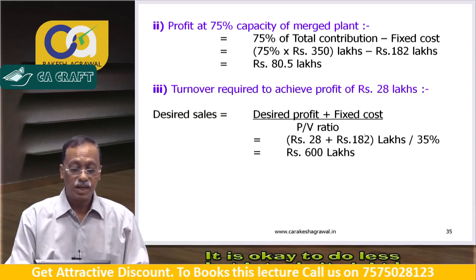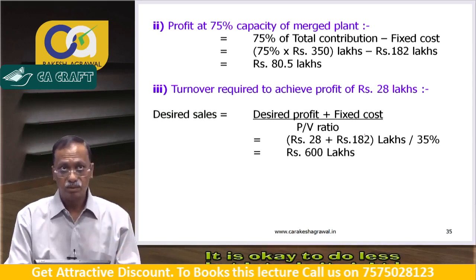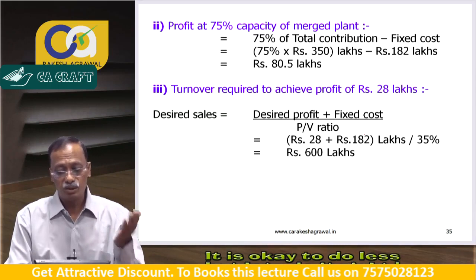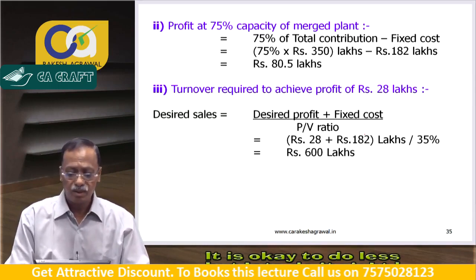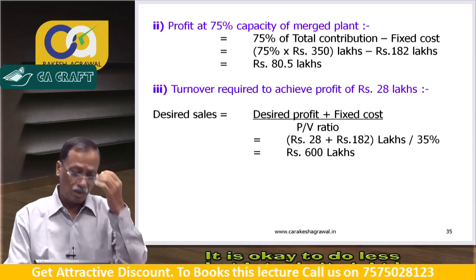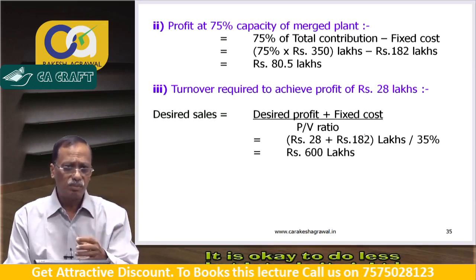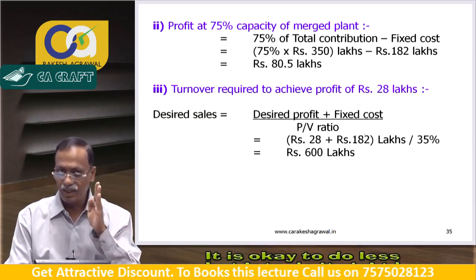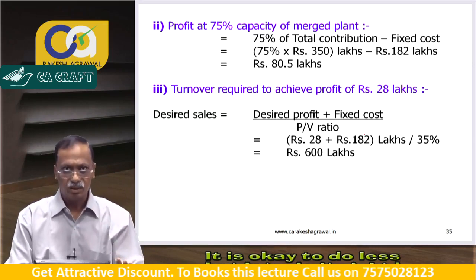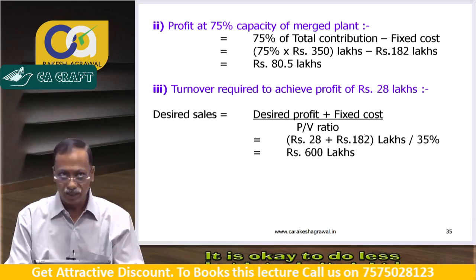Right? 600 lakhs is the turnover from merged plant to earn a profit of rupees 28 lakh. Interesting questions, my dear friends. I am repetitively saying calculation part is very simple. Calculation will hardly take any time. You have to read and interpret the question correctly. My major focus, you would have understood by now, right?